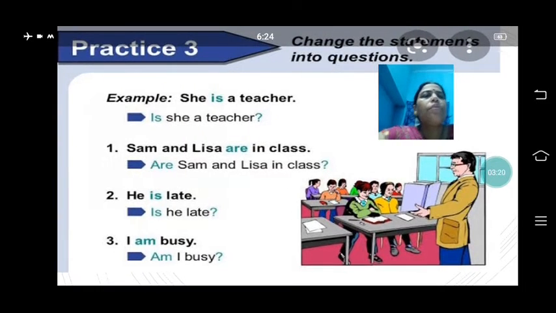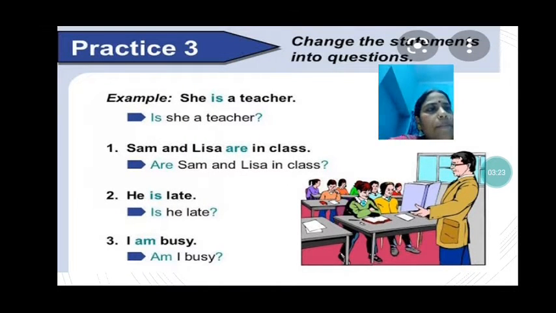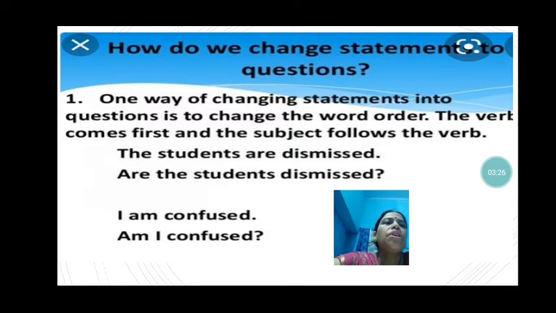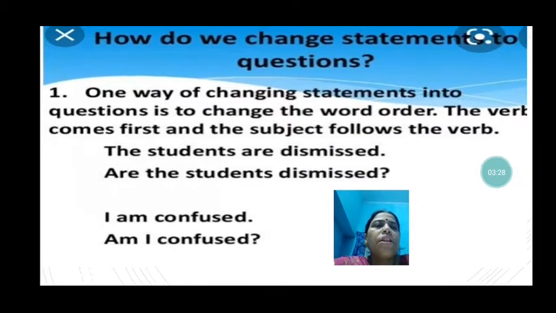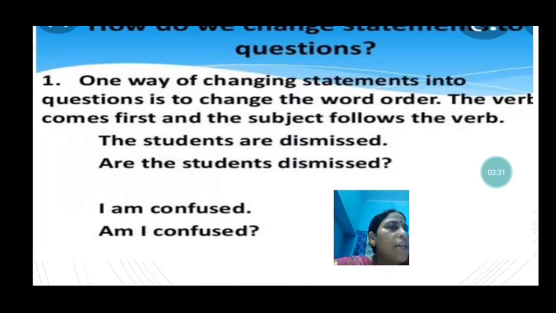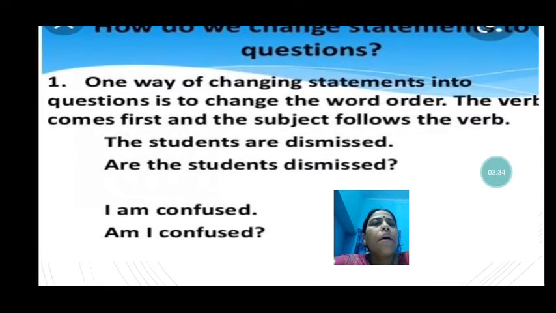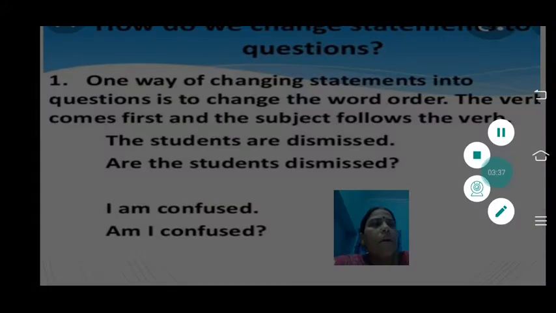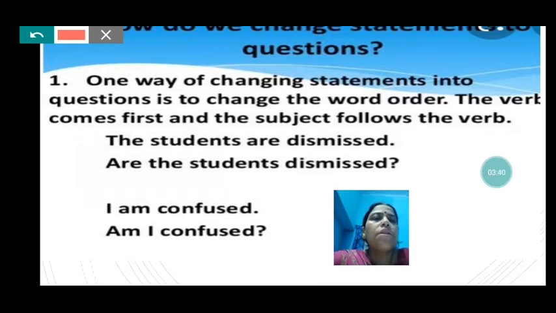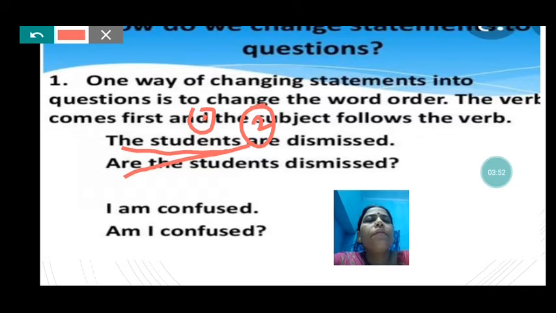Now let us discuss how to change a statement into a question. One way of changing statements into questions is to change the word order. The verb comes first and the subject follows the verb. Now see here what happens. The students are dismissed. In this, the students comes first and then are. Now what will we do? We will change the order. The second will go first and then the subject, the students, will come afterwards. So here it will be: Are the students dismissed?